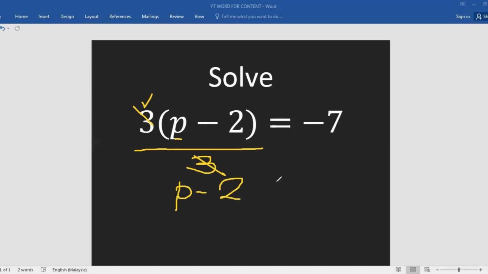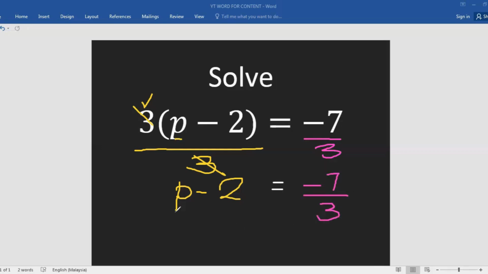Equals, of course, the law of balancing, the principle of the equation, is that whatever we do on the left, we must do the same on the right. So we divide by 3 on the left, and we have to divide by 3 on the right. Not white, of course, put another color. Divide by 3 as well. See? So what you get now is minus 7 over 3.